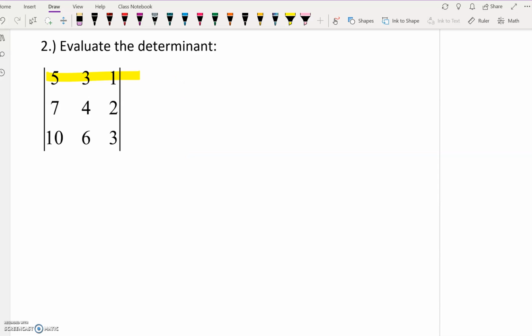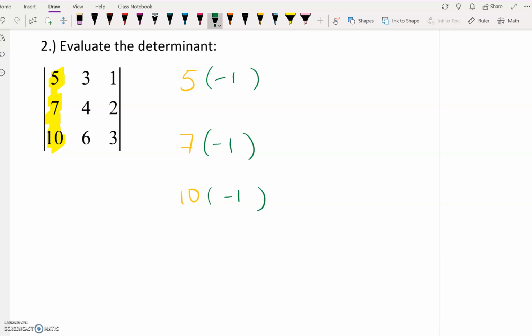I know that most of you probably are picking the first row. I'm going to pick the first column just to throw something different in there. So I'm going to write those 3 numbers, the 5, the 7, and the 10. If you want to do the first row or a different column, feel free to. I'm going to do this one. If you do a different one, you should get the same answer, which is nice.